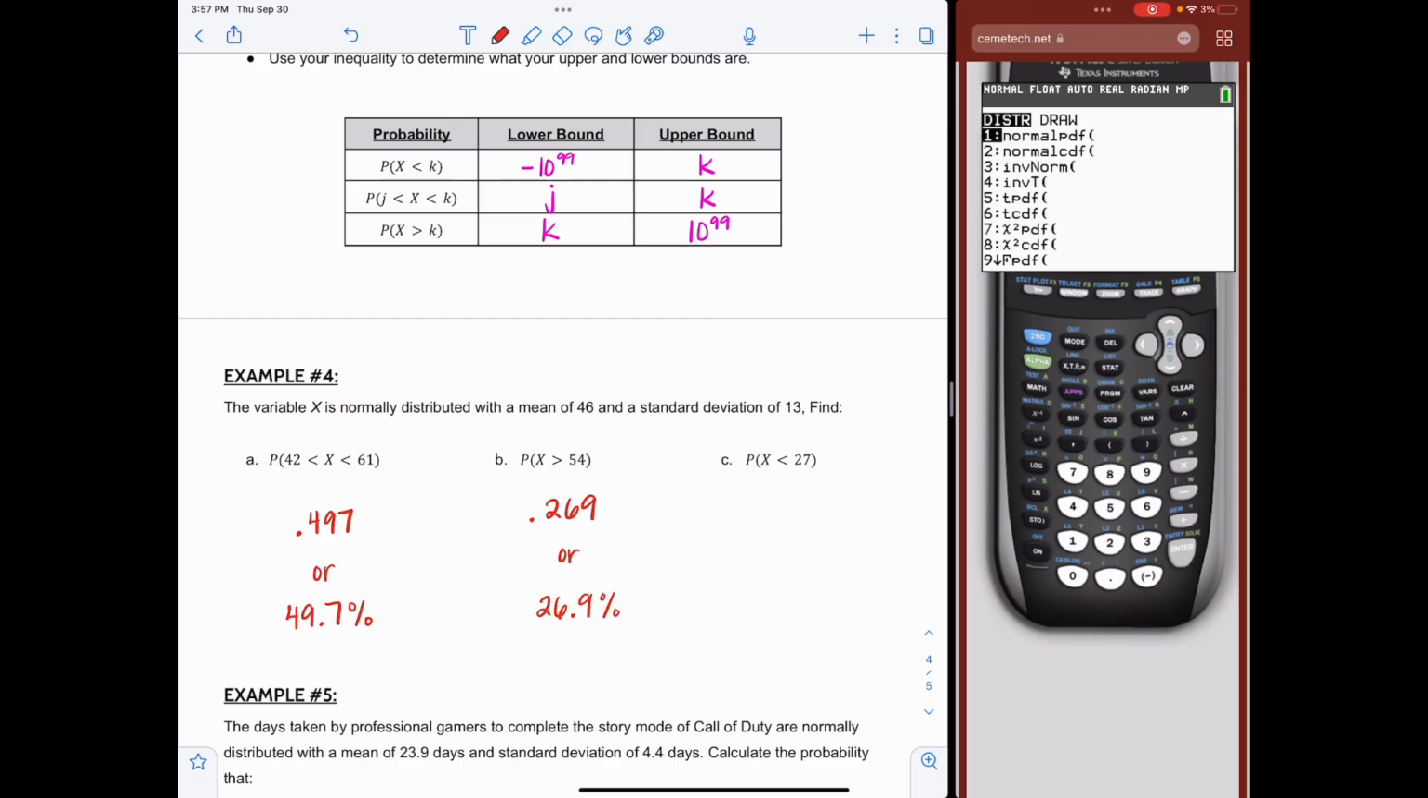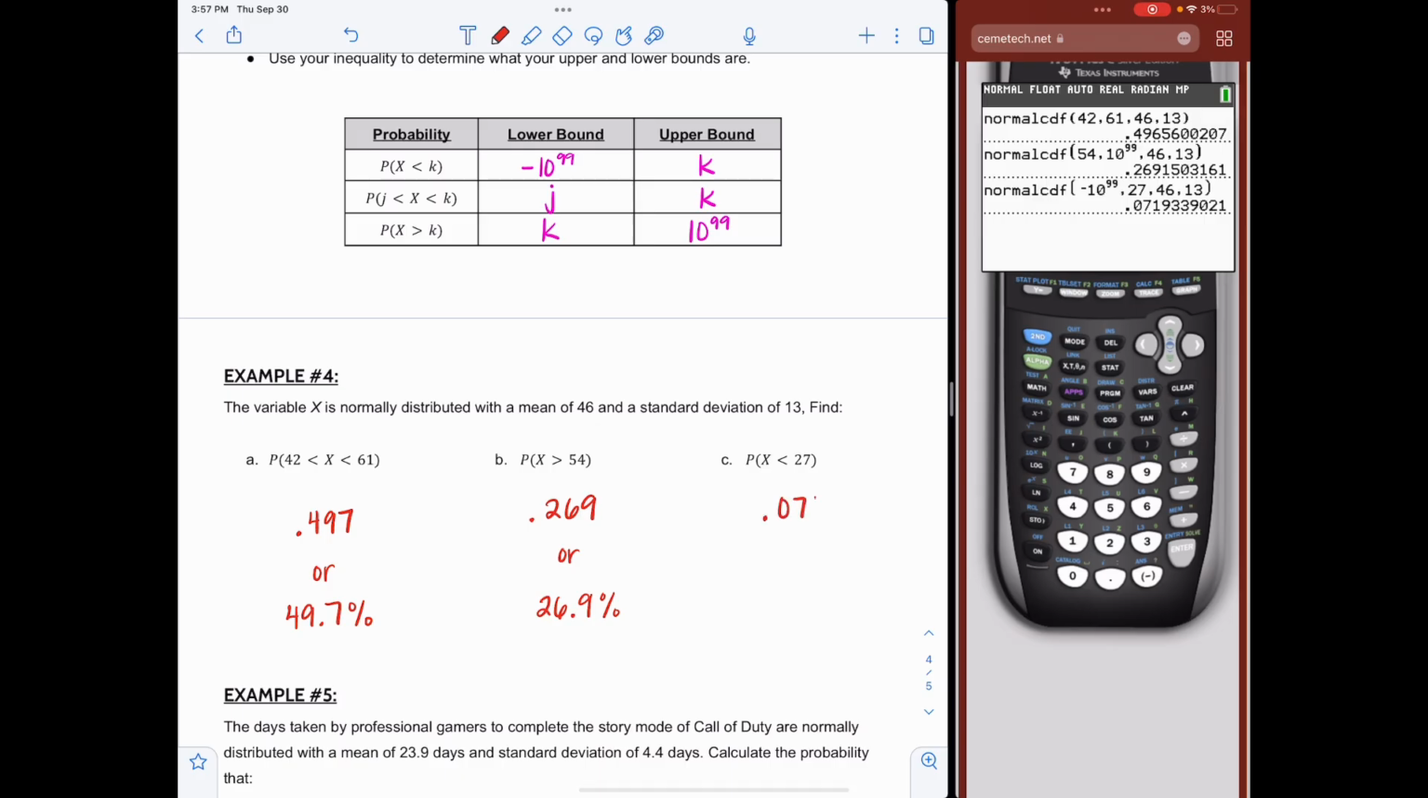Then we do second vars again for part C. And here it says we want to find the probability that x is less than 27. So that means I want to be 27 or less. That means my lower bound is negative 10 to the power of 99 because I can get as low as I can, and the highest I can be is 27. Leave everything else the same. And I see that my probability is 0.0719 in 3 sig fig, or I can say 7.19%.